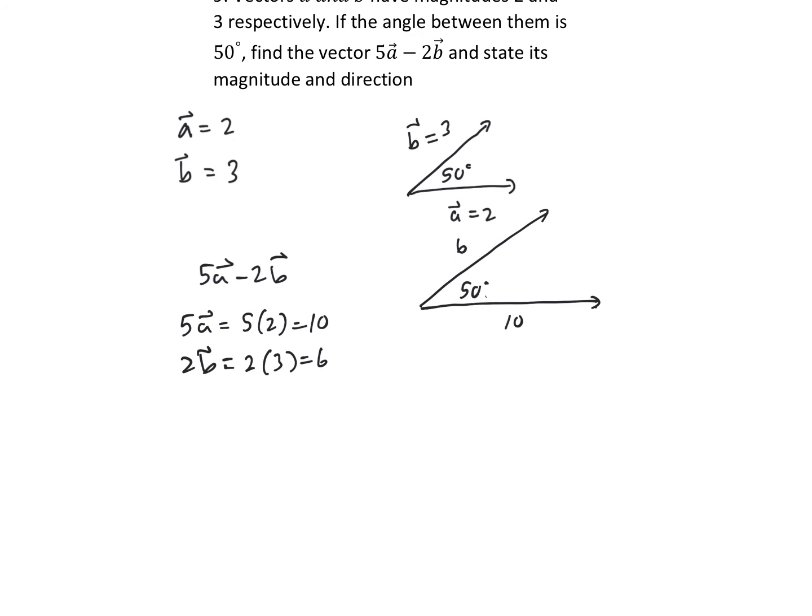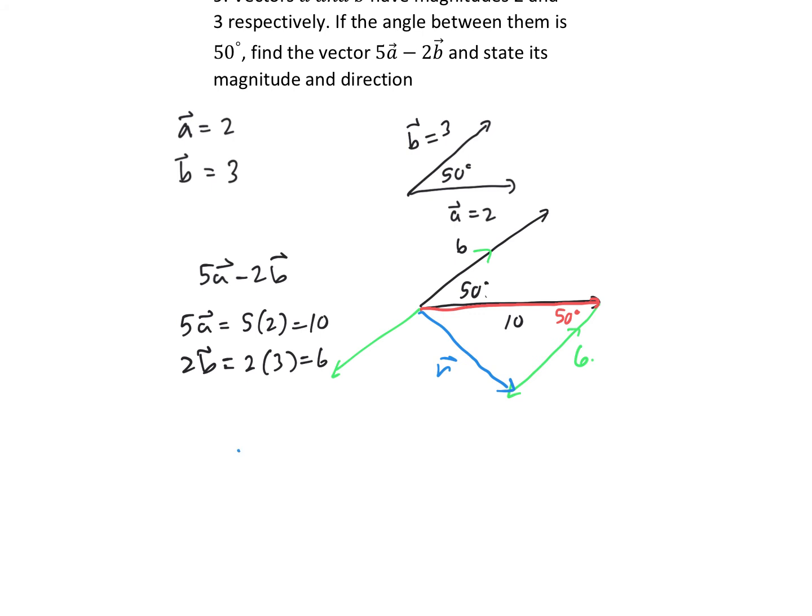But this is subtracting, so I want to subtract 2b, so I want the opposite of b. So instead of going in this direction, I want it to go in this direction. So I'm going to do tip to tail. That would be 6 in that direction. And since these lines are parallel, if this is 50, then so is this. So there is my diagram. I want to go across 10, and then I want to go 6 in the opposite direction. My resultant would be from here to here. So I've applied the scalars, and I've put vector b in the opposite direction.